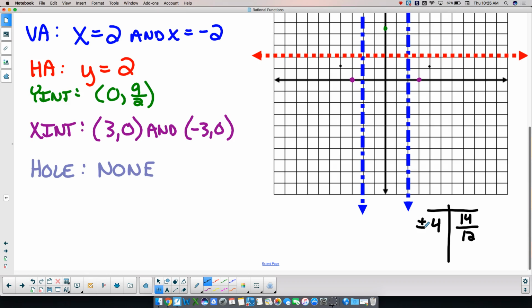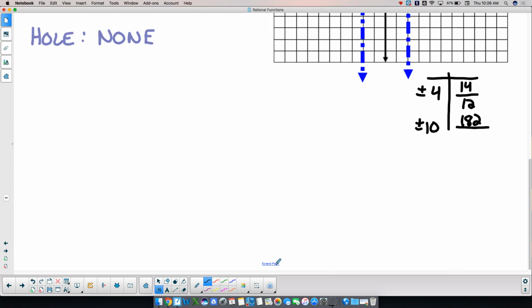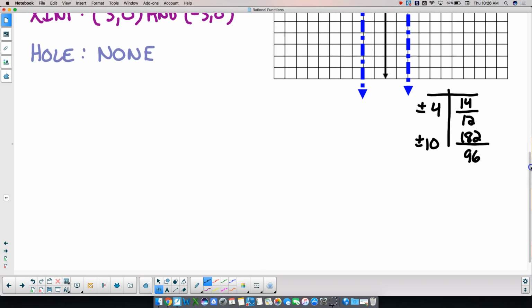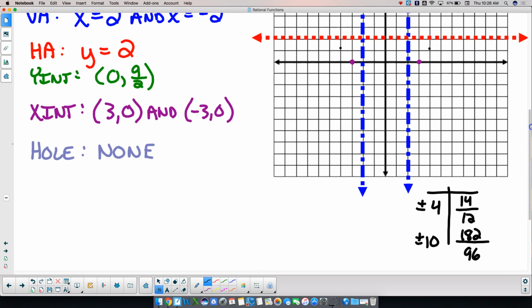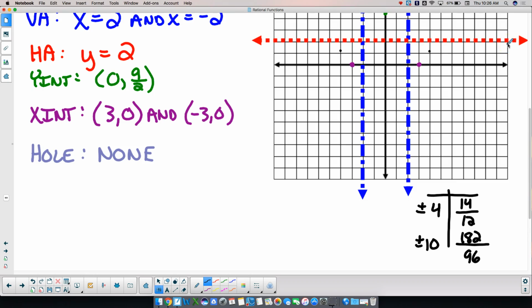If I plug in 10, 10 squared is 100, minus 9 is 91, times 2 is 182. On the bottom, 10 squared is 100, minus 4 is 96. That is just a little bit smaller than 2. I think it's like 1.9, figure it out for me please, 182 divided by 96. 1.8958. So like 1.9ish, yeah. Okay, so just a little bit under.